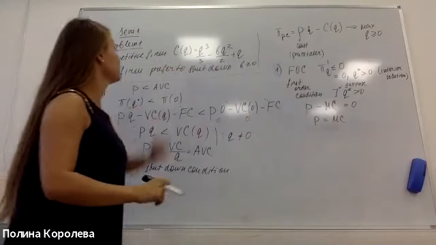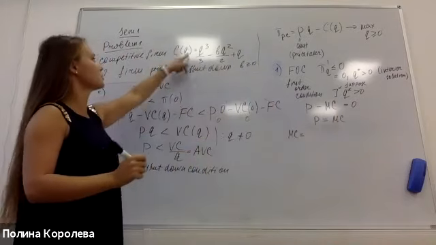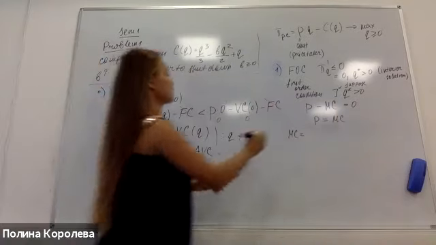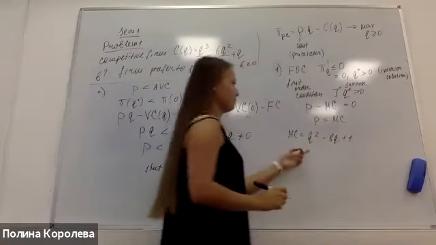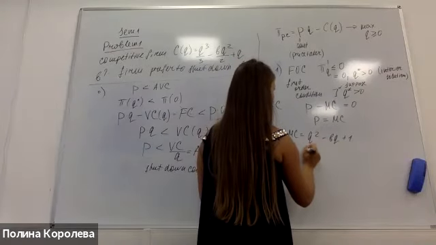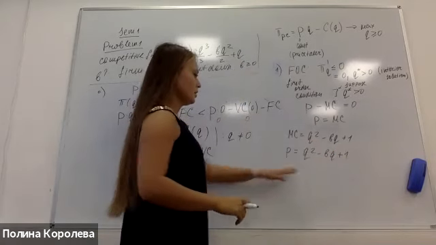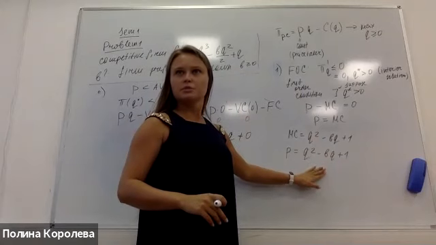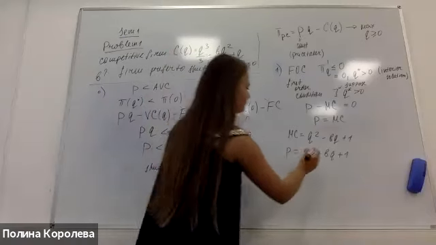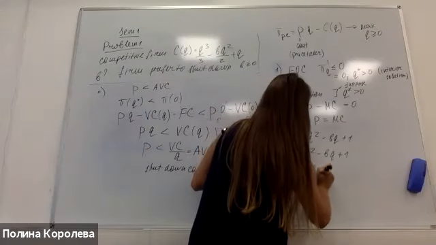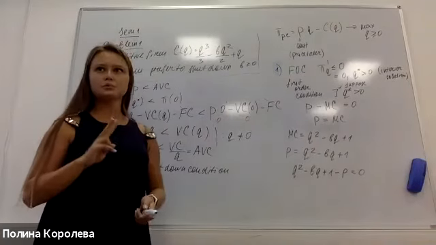Okay, let's calculate. Marginal cost equal to the first derivative of total cost in our task is q square minus bq plus 1. So price should be equal to q square minus bq plus 1. This is a quadratic equation. We should find quantity, a function of price. We will have two roots.